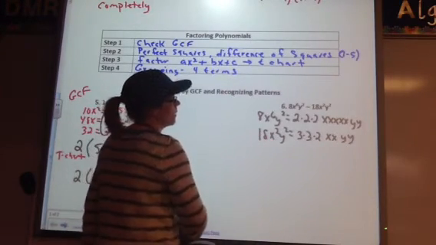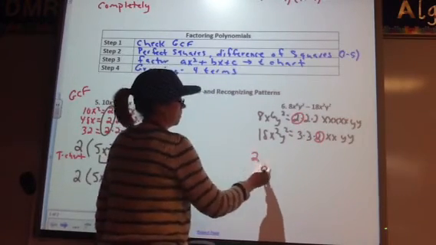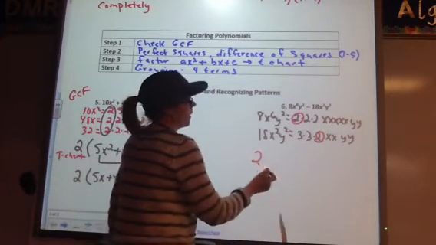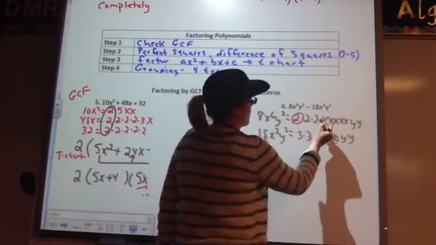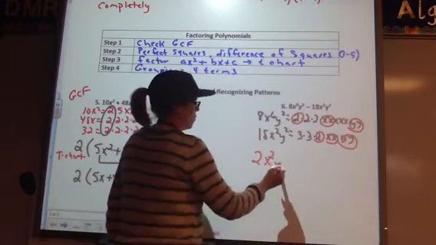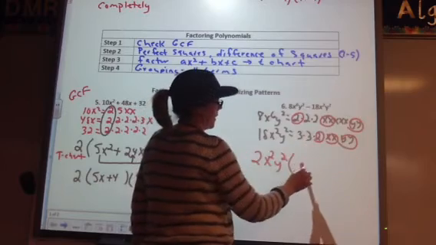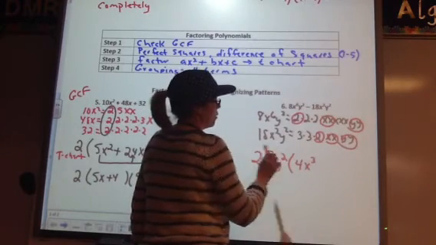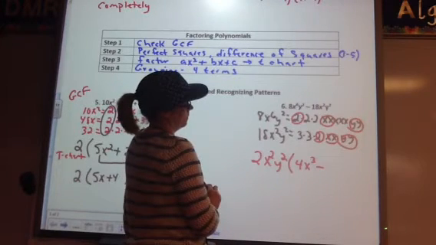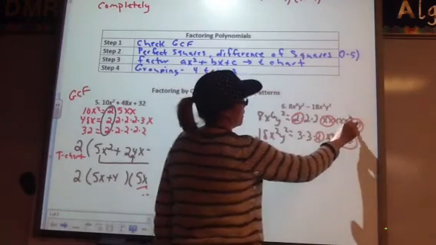Okay, so what are we going to pull out? We're going to pull out 1, 2, and 2 x's, and 2 y's. Okay, so what's left for my binomial here? I have 4x cubed minus something's wrong here. 1, 2, 3, 4, 5. I need another x there.